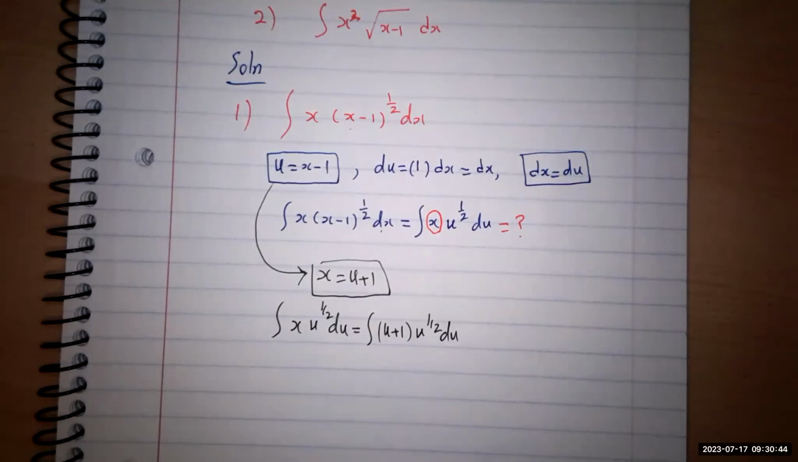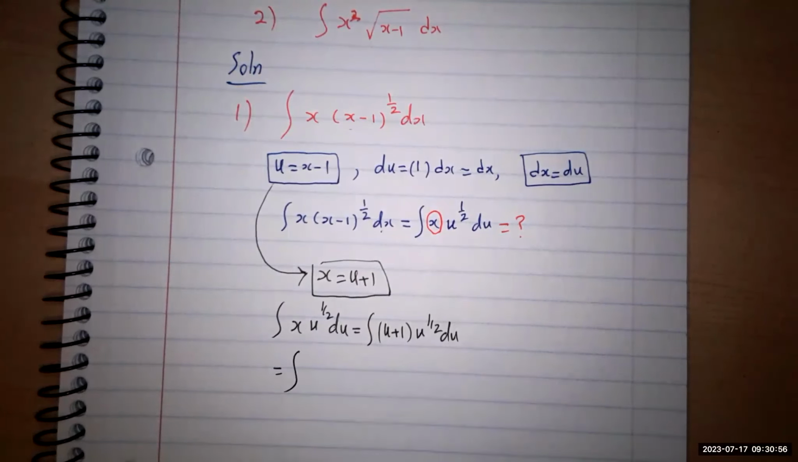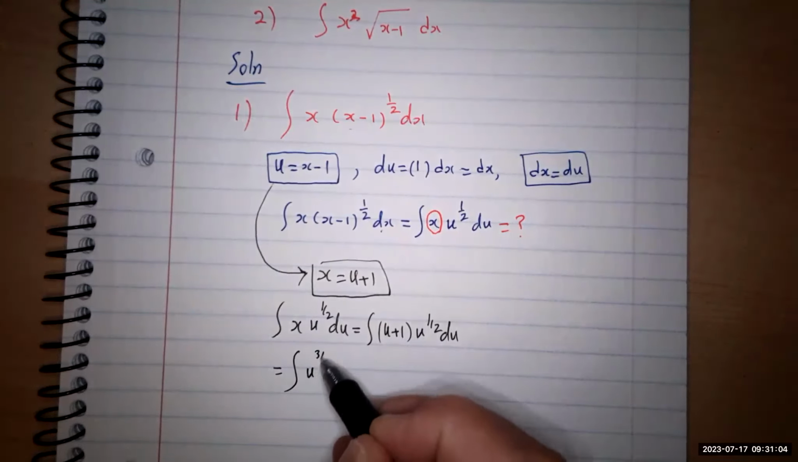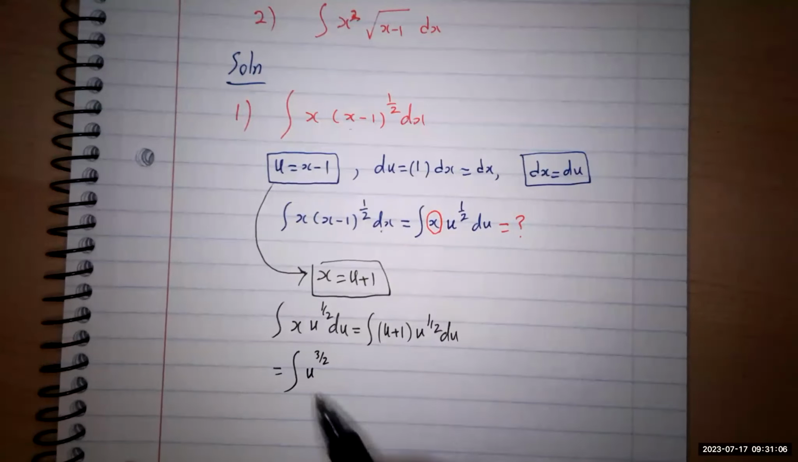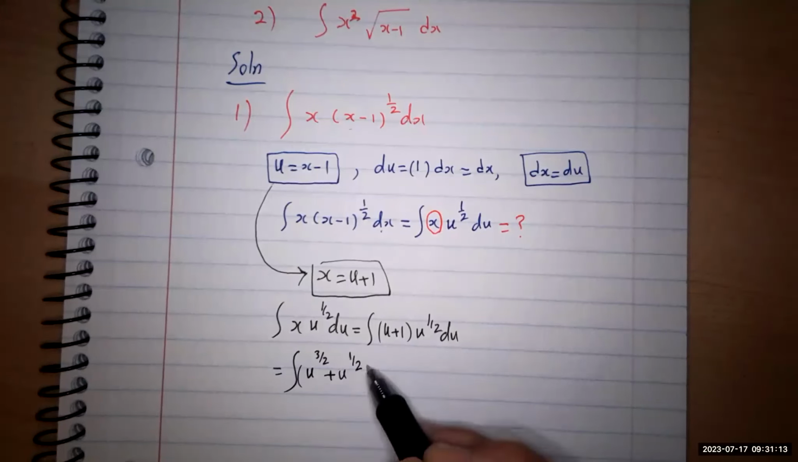Now, the way we do it, you need a little bit more algebra. The algebra is you have to distribute u to the 1/2 inside and then continue. So it's going to be equal to the integral of, inside, distribute u to the 1/2 times u, which is u to the 3/2. And u to the 1/2 times 1 is u to the half. And then we have the du here. Now we can do it.